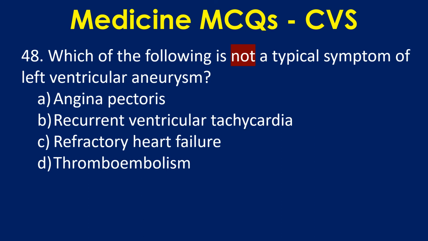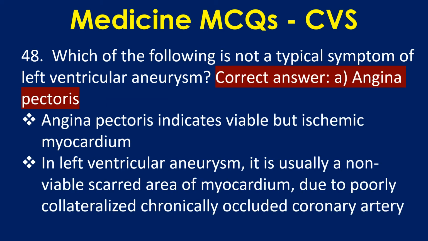Which of the following is not a typical symptom of left ventricular aneurysm? A. Angina pectoris. B. Recurrent ventricular tachycardia. C. Refractory heart failure. D. Thromboembolism. Correct answer A. Angina pectoris. Angina pectoris indicates viable but ischemic myocardium.